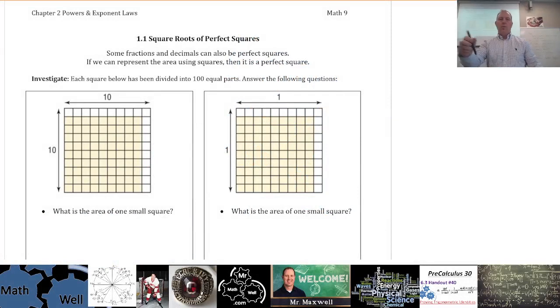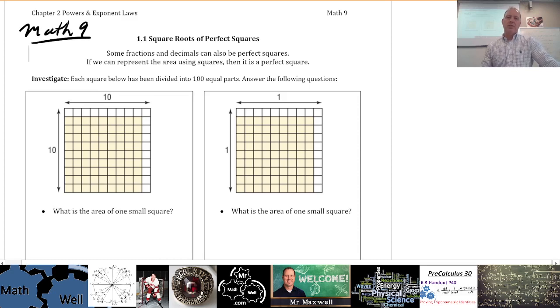Let's take a look at 1.1 here. Okay, so we're in Math 9, 1.1, and we're talking about square roots of perfect squares. We did a little review and preview video about some grade 8 stuff. We talked a lot about perfect square numbers and even square roots a bit. So we're going to dig a little bit deeper into this now in section 1.1.